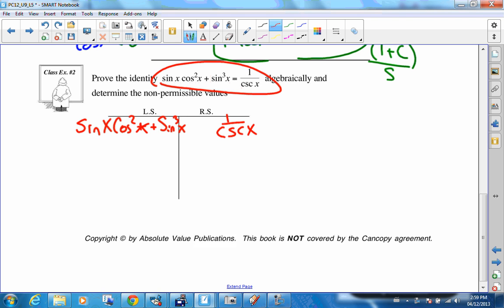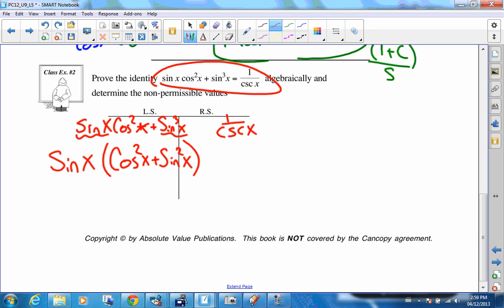Now I'm going to take out a sine x to start. Why am I taking out that sine x? Because I see it. And that's part of the problem with these, is that if you don't see where you're going with it, it can be a real struggle to figure out where to go next.